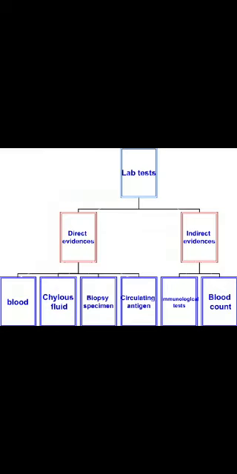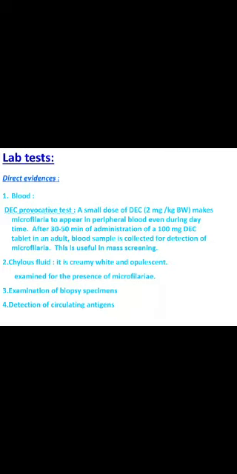Now coming to lab diagnosis of filariasis. These can be classified as direct evidence or indirect evidence. Direct evidence means wherein you demonstrate the microfilaria either in blood or chylous fluid or biopsy, or you demonstrate the circulating antigen by a serological method. Indirect means immunological tests and the blood counts, the CBC, high eosinophilia; all that points towards indirectly you can tell that there could be a parasitic infection.